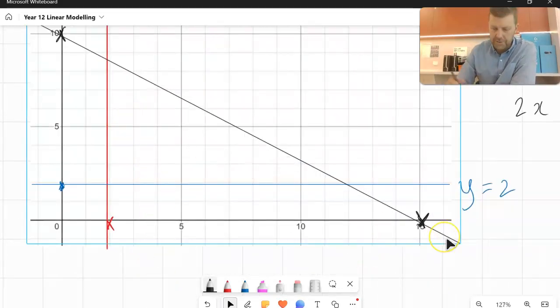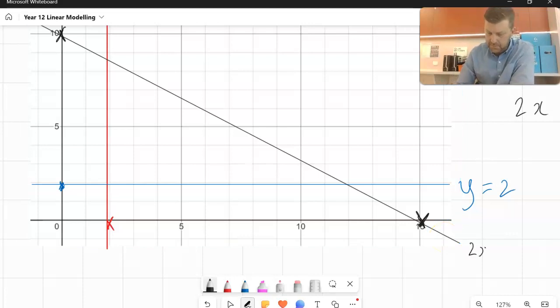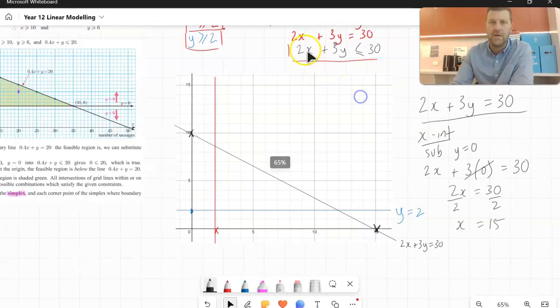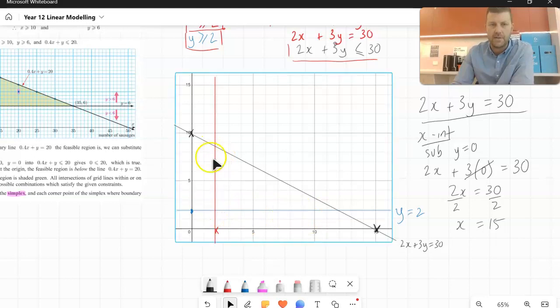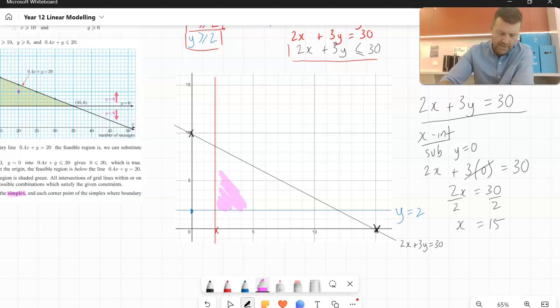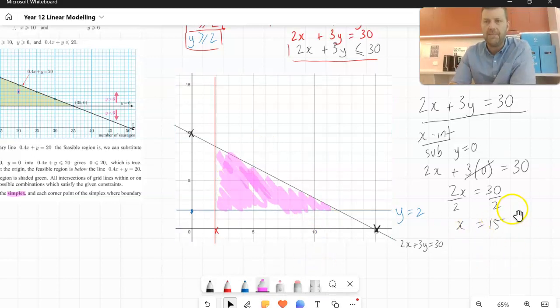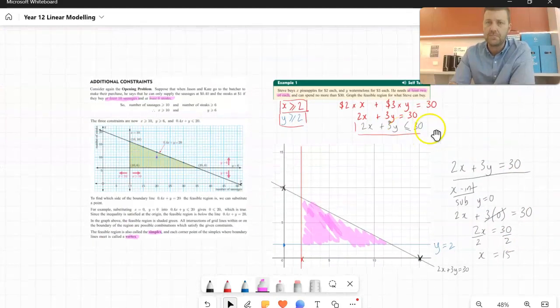Remember, this equation is 2x plus 3y is equal to 30. But the inequality for us, in terms of the problem, the information that we have, is 2x plus 3y is less than or equal to 30. So anything underneath that line, above the blue line, and to the right of the red line is our feasible region or our simplex. So I'm going to go ahead and shade that region in. Okay, and that is my feasible region based off the information we have there.